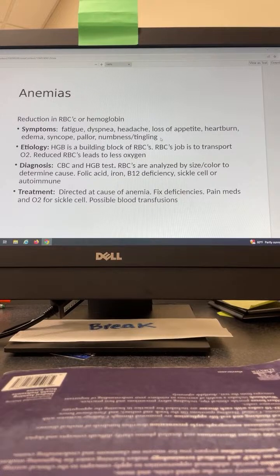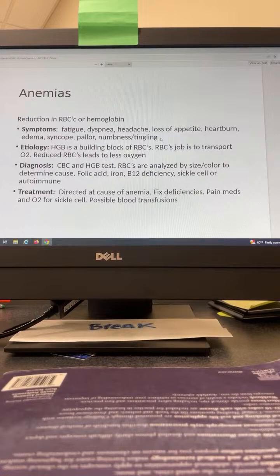Symptoms of this: fatigue, difficulty breathing, headache, loss of appetite, syncope. A lot of these, not all of them, are related to the fact that you're not getting enough oxygen, right? Because what is the job of red blood cells? To carry oxygen, right? So if you don't have enough carriers, you're not going to get enough oxygen to where you need it to go. So you're going to be more tired. Fatigue. You're going to have difficulty breathing because you feel like you need to breathe a lot more to try and get more oxygen. Syncope, fainting, is because you don't have enough oxygen or blood flow. Pallor is just looking pale, whiter and paler than normal. It's from a lack of blood flow.